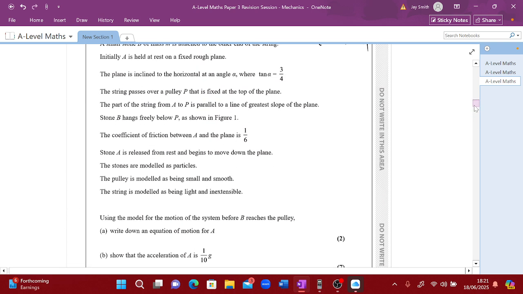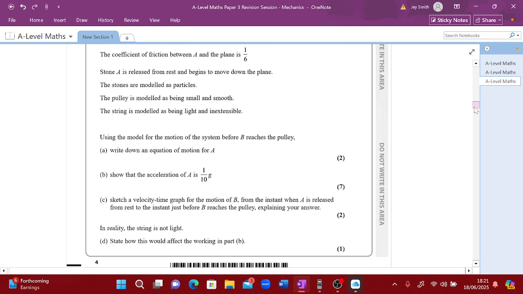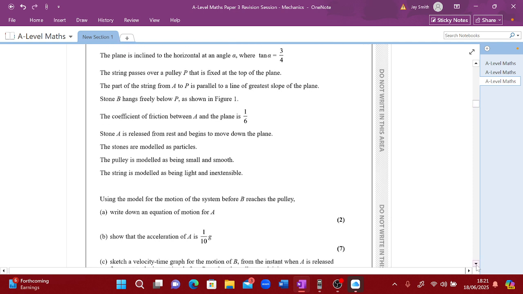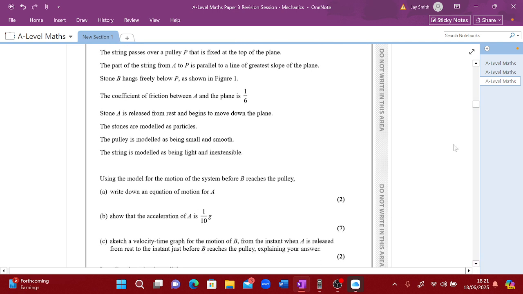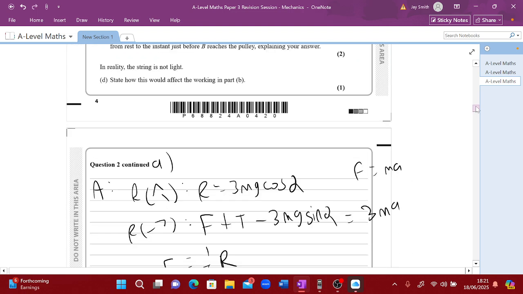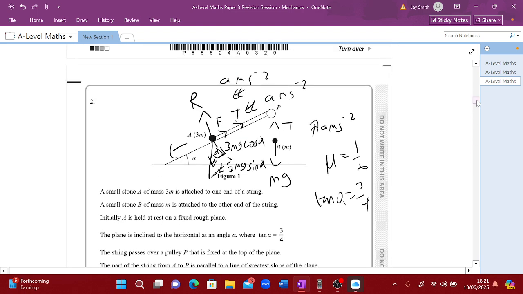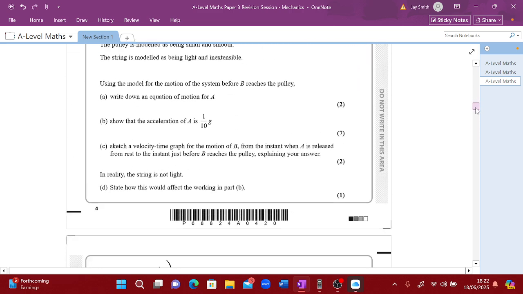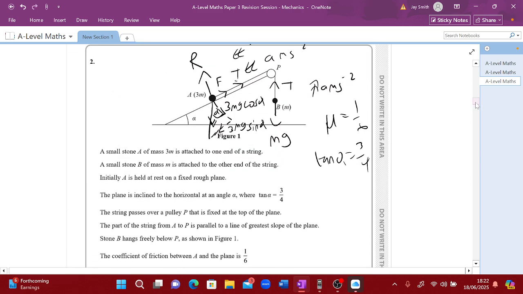So we want the velocity of B from the instant A is released to just before B reaches the pulley. So obviously what's happening is, as I said before, when A is moving down the slope, it's pulling B higher up towards the pulley. Eventually then it will hit the pulley. So you want to know what happens to the velocity as that happens. However, the only thing we know is acceleration, and actually B is moving up. Okay, so it will move up and the acceleration will go up.